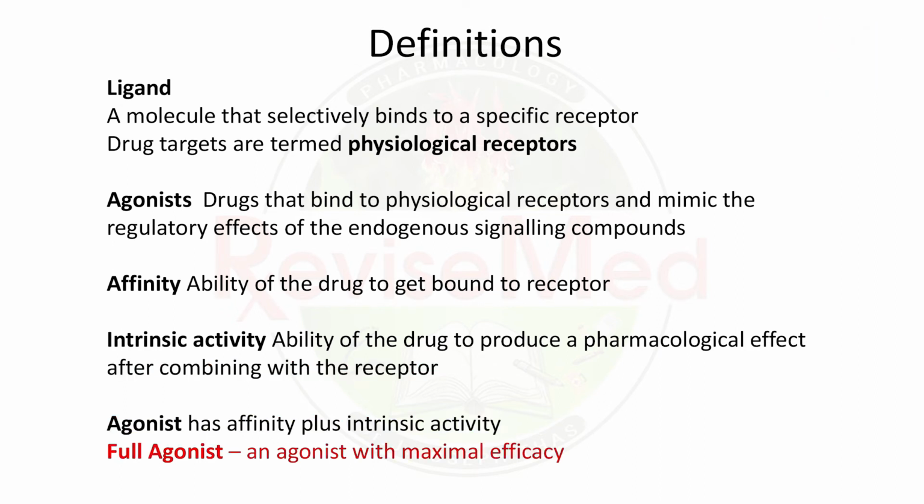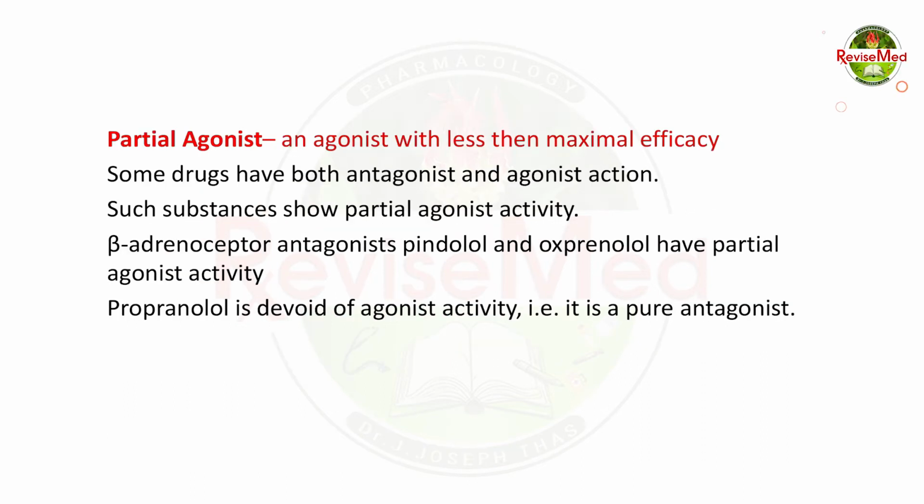Agonist has affinity plus intrinsic activity. What is a full agonist? An agonist with maximal efficacy. A partial agonist is an agonist with less than maximal efficacy. Some drugs have both antagonist and agonist action. Such substances show partial agonist activity. Beta adrenoceptor antagonists pindolol and oxprenolol have partial agonist activity. Propranolol is devoid of agonist activity, that is, it is a pure antagonist.